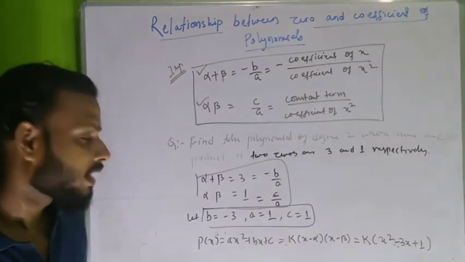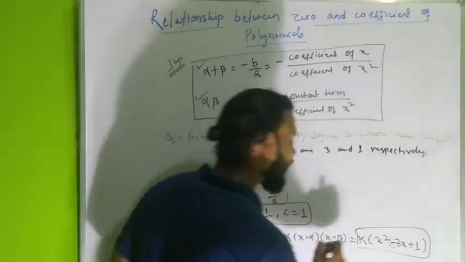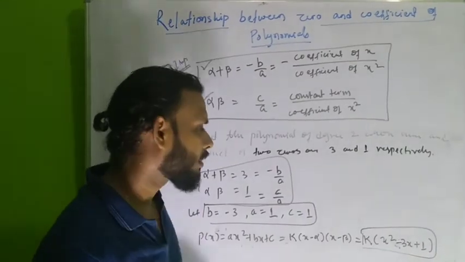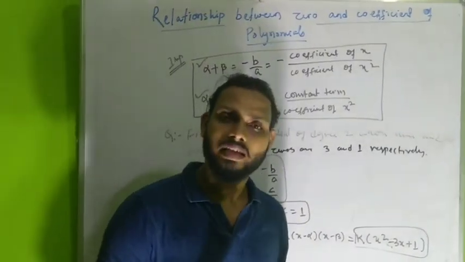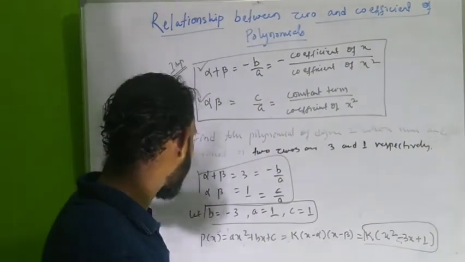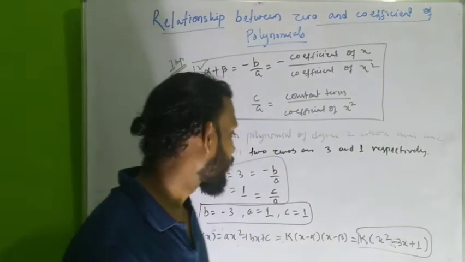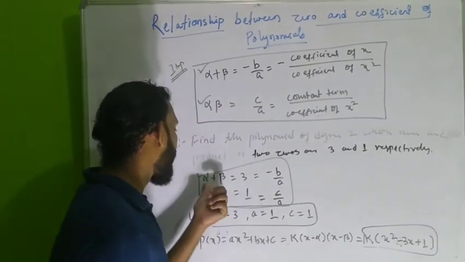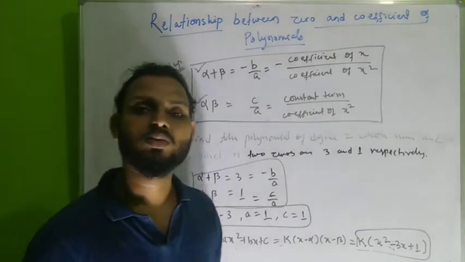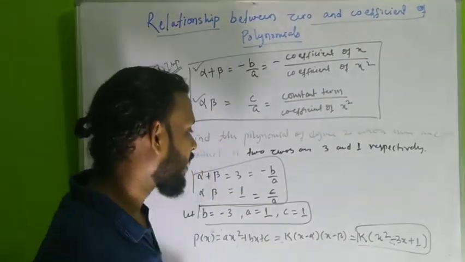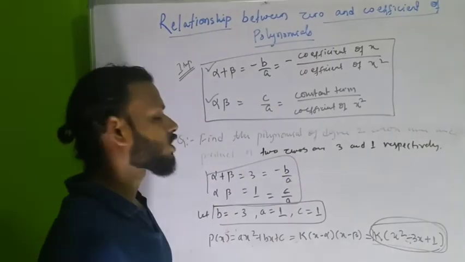So any polynomial of this form, where k is any constant, and I don't have any problem if I consider any constant k except 0, will give me a polynomial of degree 2 whose zeros satisfy the condition alpha plus beta is equal to 3 and alpha into beta is equal to 1. You can check that this type of polynomial satisfies these conditions.